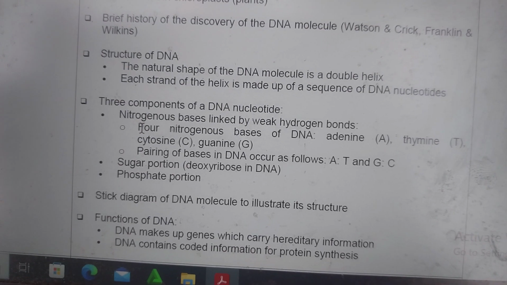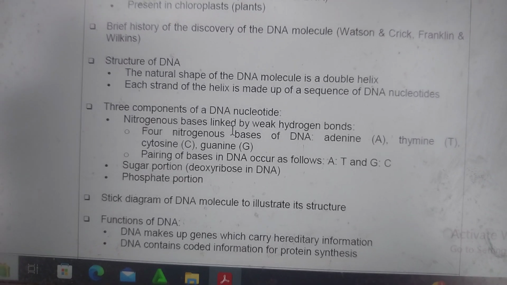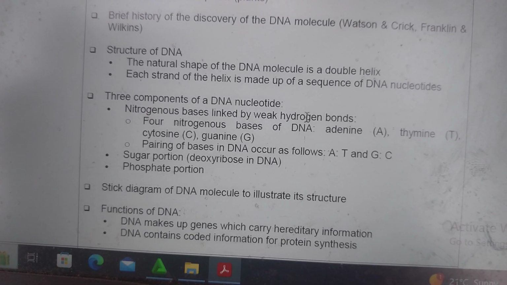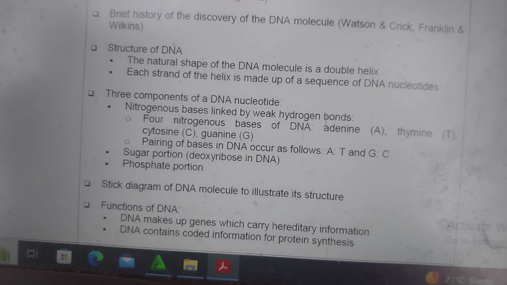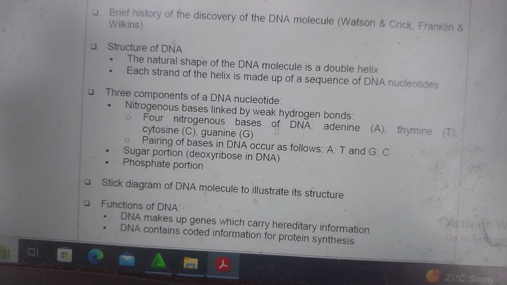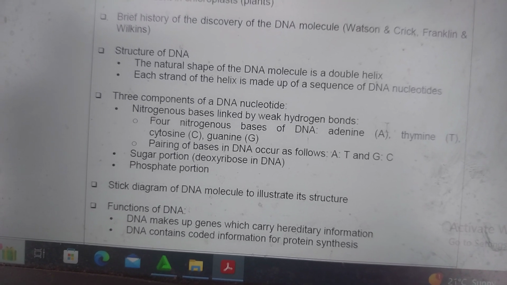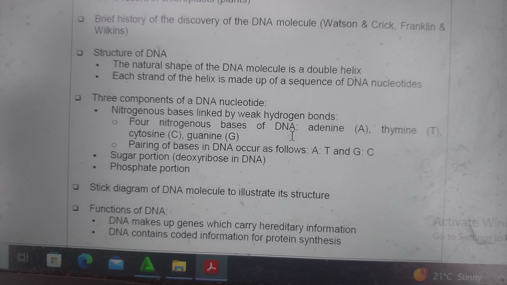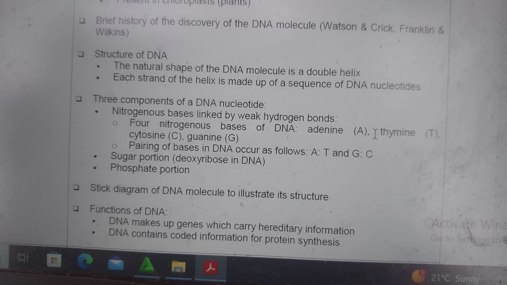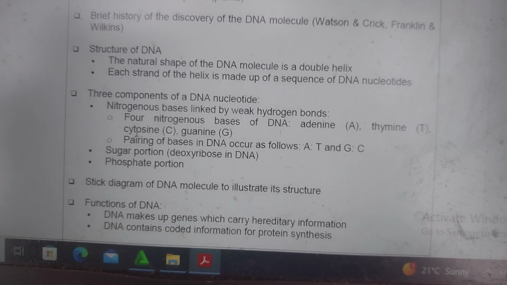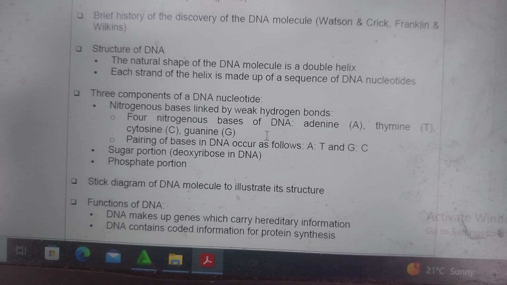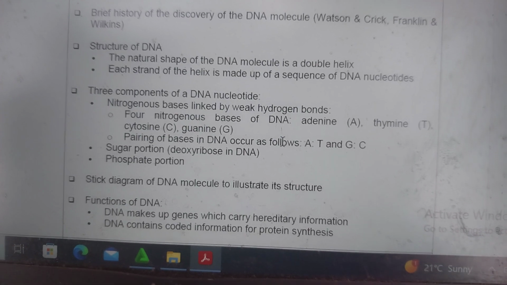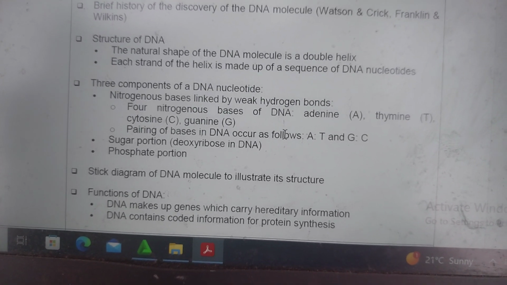So you have got what we call nitrogenous bases, which are linked by weak hydrogen bonds. Those hydrogen bonds must be weak and in a position to break during protein synthesis. So those bases in DNA, we have thymine, which is T. You have adenine, represented by A. You have cytosine, C, and you have got guanine, G. And you must know that base pairing in DNA will always follow AT and GC.